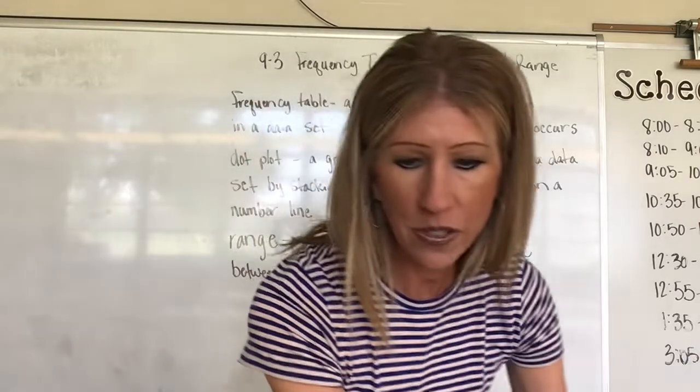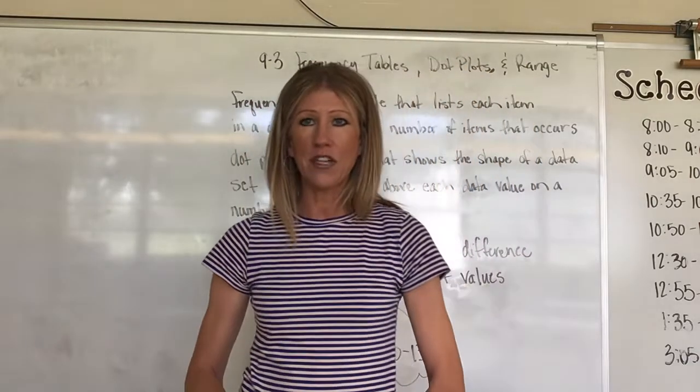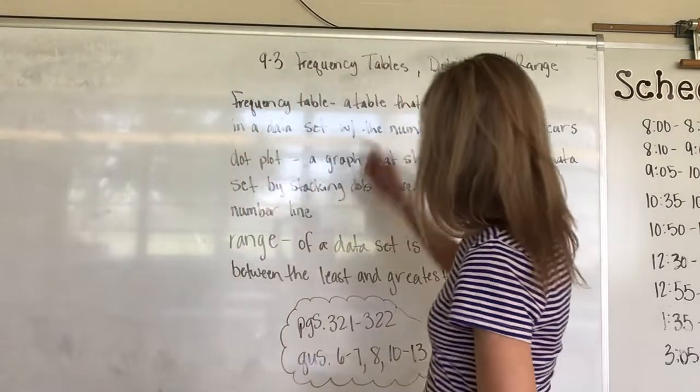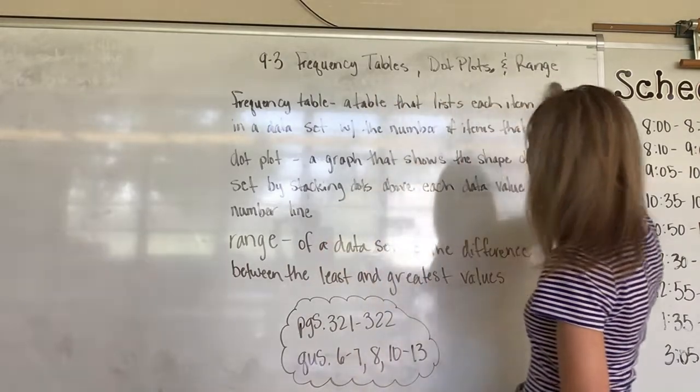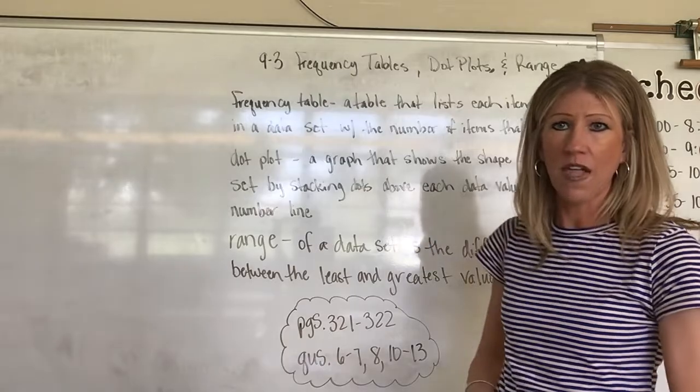Now we're going to go on to our next thing, and that is 9-3. And that was looking at frequency tables, dot plots, and what a range is.